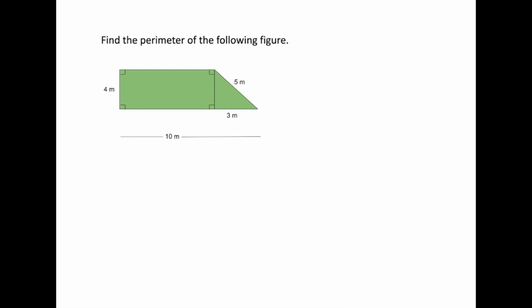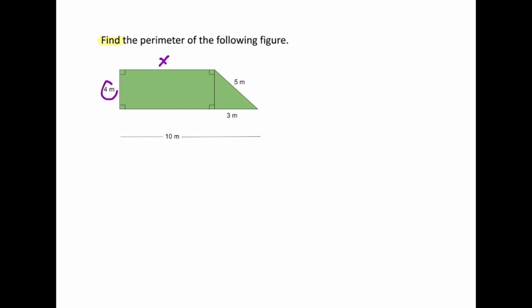We have one final problem to go through, and this one says to just find the perimeter. Remember, perimeter means that you need to add all of the sides. Well, what do you notice about this figure? If you thought that we're missing this side, you're correct.